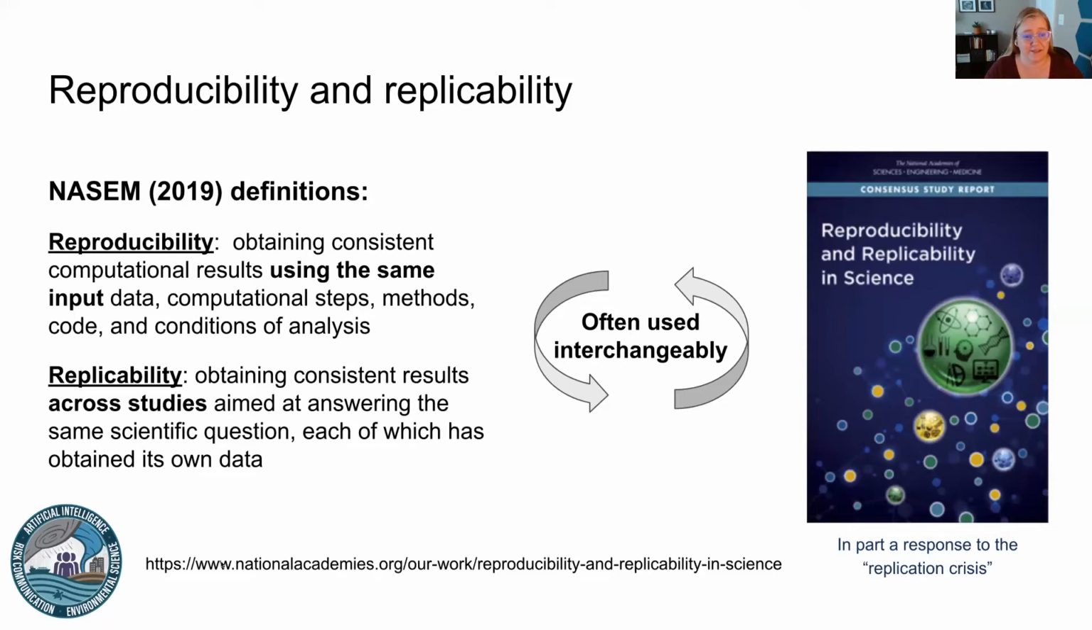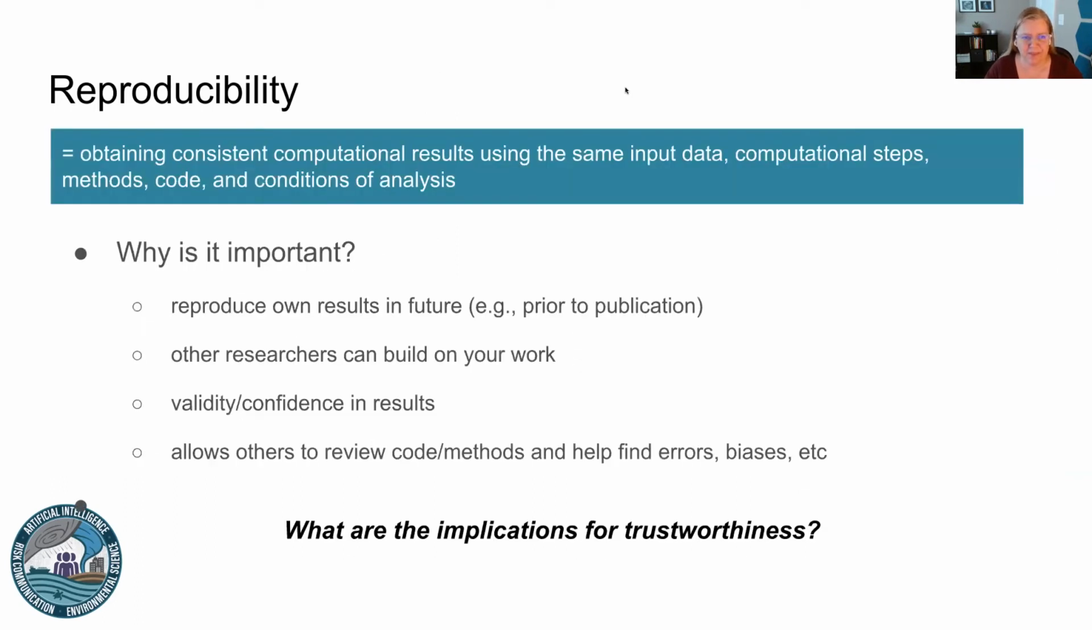Replicability is obtaining consistent results across studies aimed at answering the same scientific questions. So in this case, we're going to have different researchers attacking the same problem, but they're likely using their own data. So reproducibility, once again, is where we're taking the same data, same methods, same environment, and trying to get the same results.